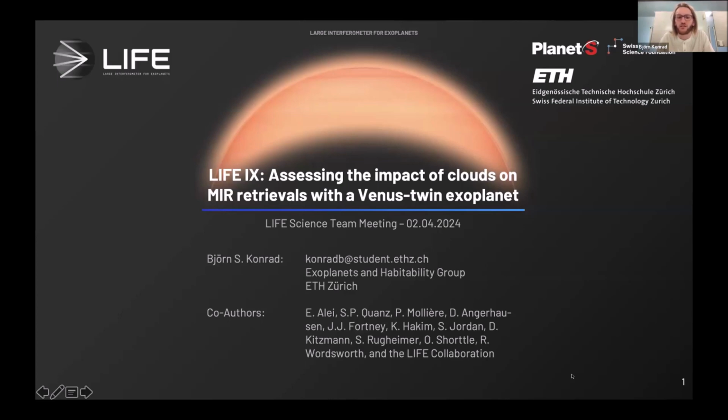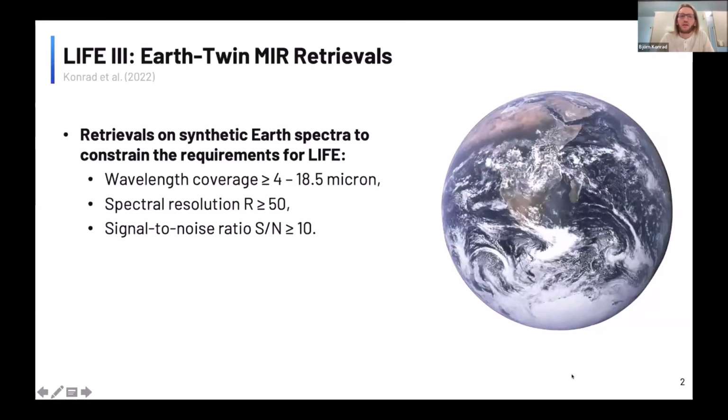And the main questions we try to answer is, can we easily differentiate between a Venus-like planet and an Earth-like planet? And then the second question we try to answer is, can we find evidence for clouds in Venus's atmosphere by using Life to study Venus's mid-infrared thermal emission spectrum?